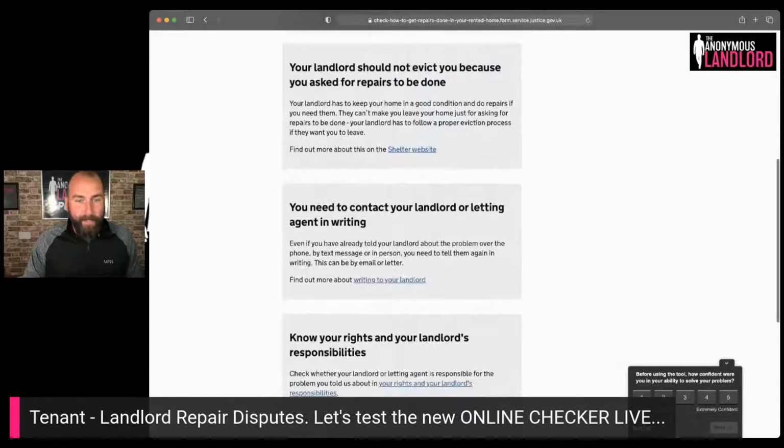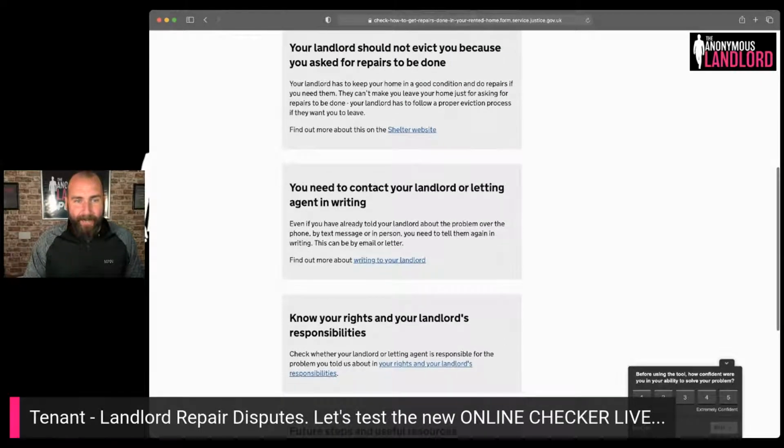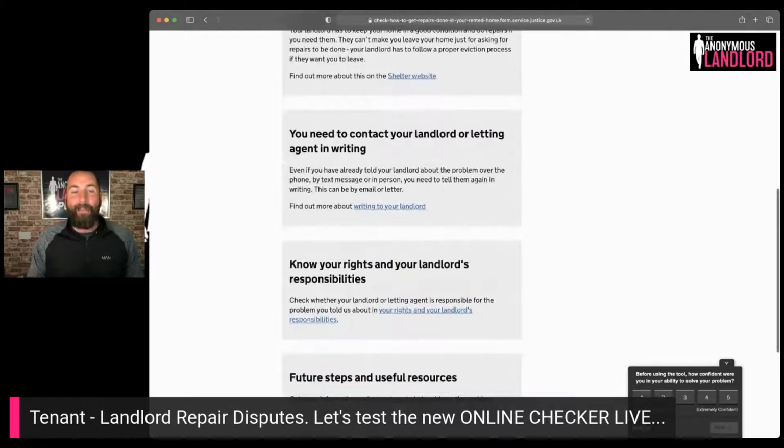I agree. And you need to contact your landlord or letting agent in writing. Okay, so if you remember, I stated that I contacted the landlord by phone or in person. And this quite rightly is suggesting to the tenant that they need to put that requirement or request in writing, which is a definite thing. And in fact, I would probably say, Mr. and Mrs. Landlord, that you should be doing the same the other way around.